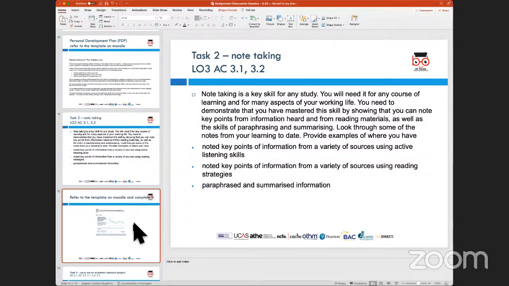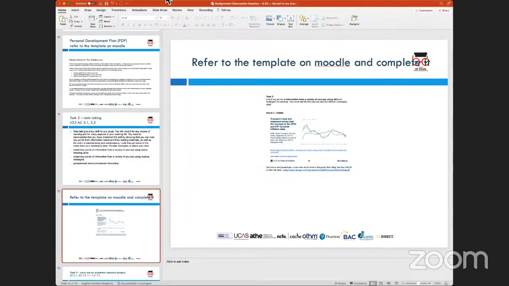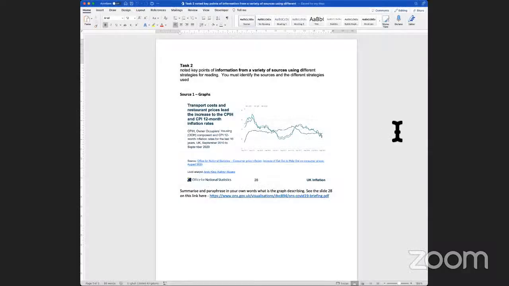This is the screenshot of the template that I put on the slide, but I'm going to switch you over to a Word document and show you the template. This template is also available on Moodle. I have looked at the assignment brief, and it says from a variety of sources. That is the task. It says variety of sources, as you can see.